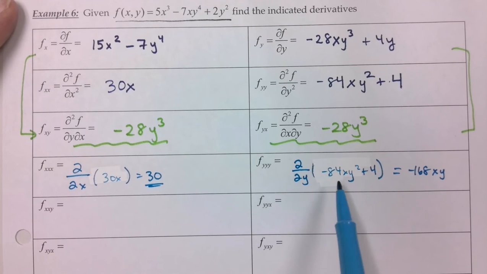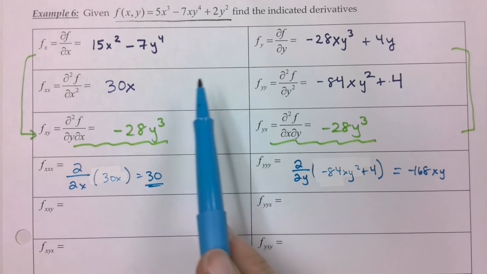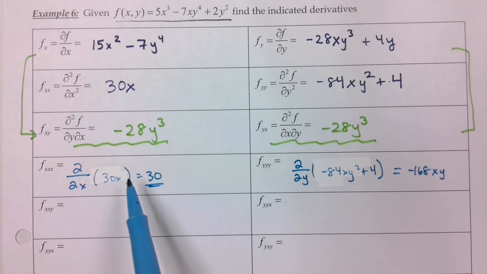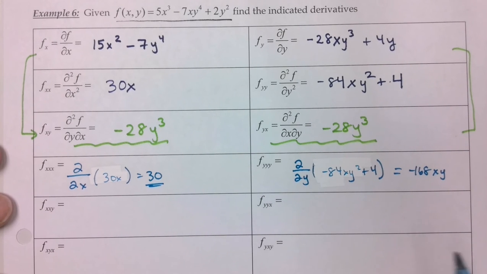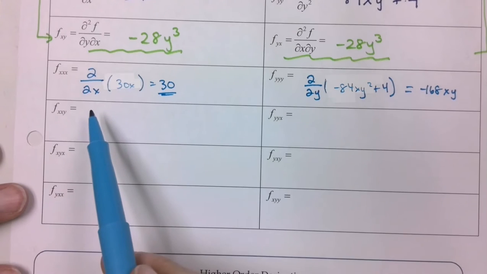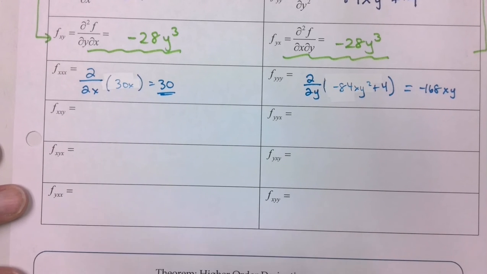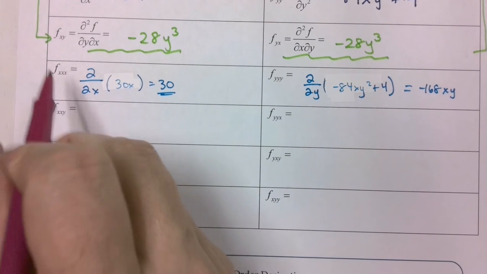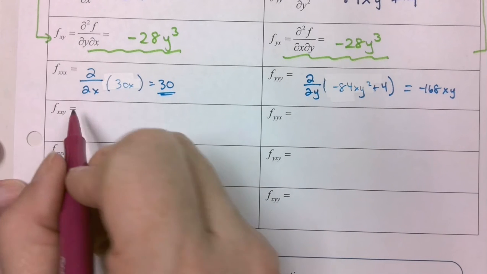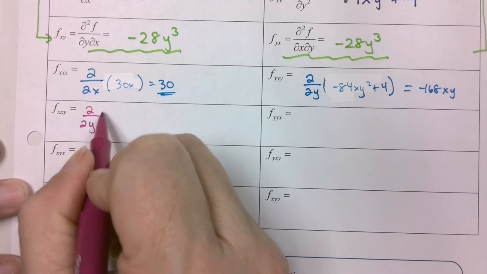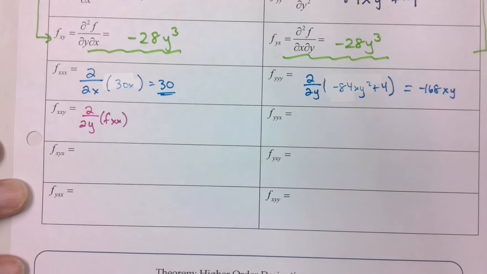All right, so those are obviously not the same, right? x is not the same as y, x is not the same thing as y, and so on. But what about the mixed ones down here? Let's see. So I want to take xy. So I take x, which is 30x. So this is the partial derivative with respect to y of f_xx.